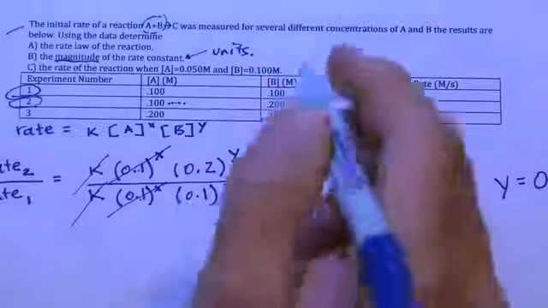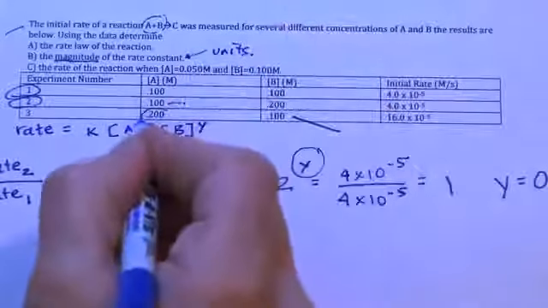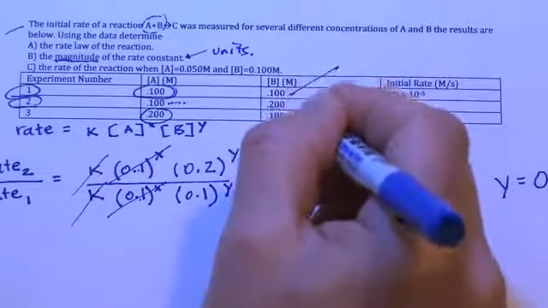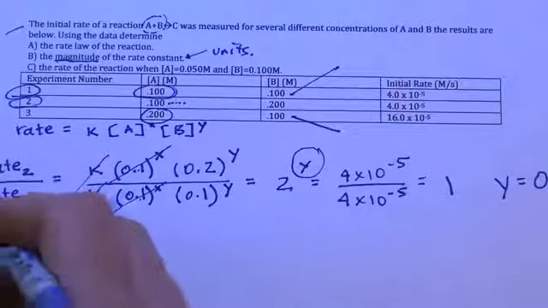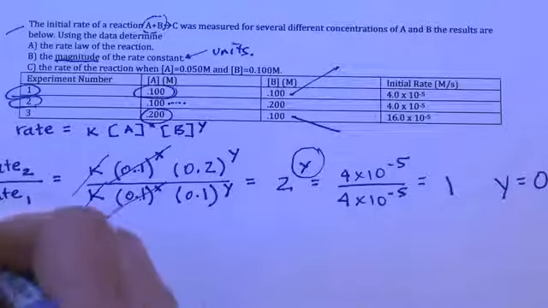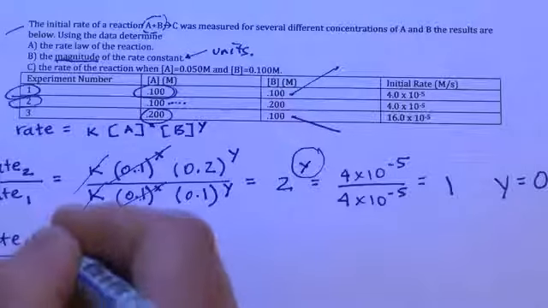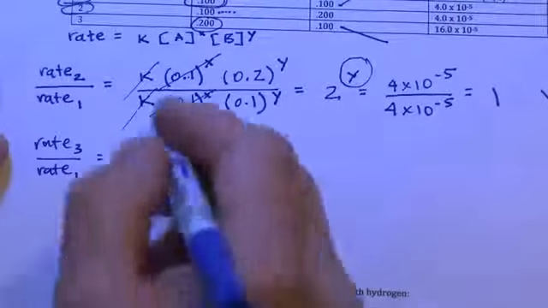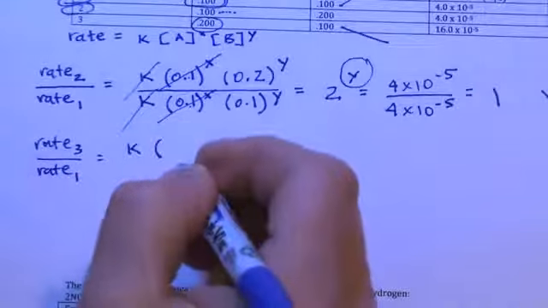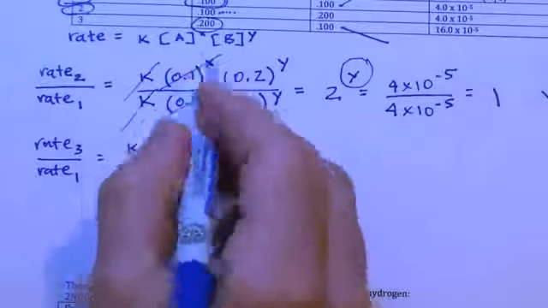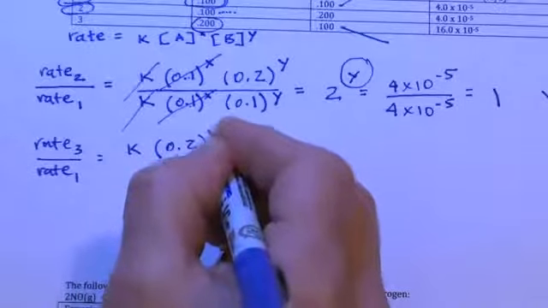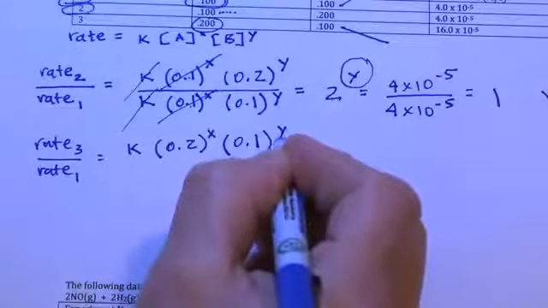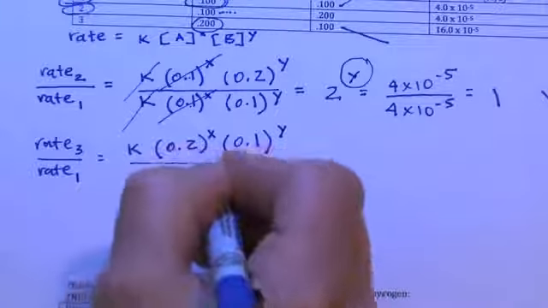So in this case, let's compare the rate of 3 right here to the rate of 1. And we can see in this case that B's concentration doesn't change at all. Now we could have done this one first, we just chose not to. So let's compare rate 3 to rate 1. On the rates again, rate 3 is going to equal some constant k, where A is equal to 0.2 raised to some power x, times the concentration of B, which is 0.1 raised to some power y. Well, I already know what y is. It's 0, but I'm not going to put it in there right now.